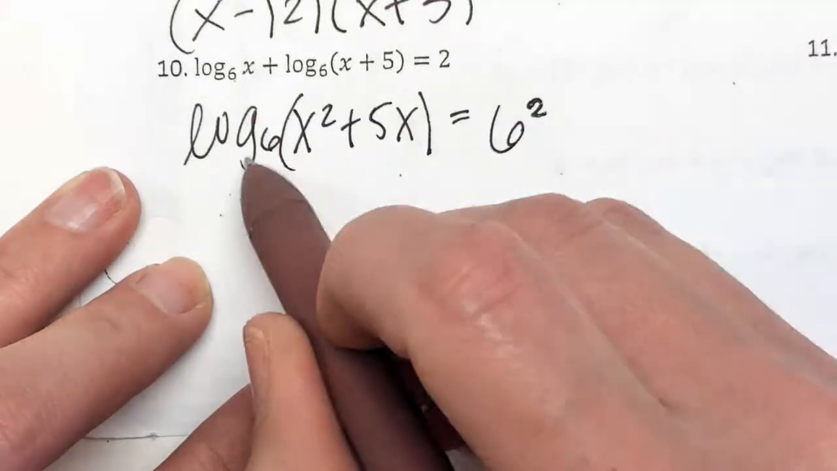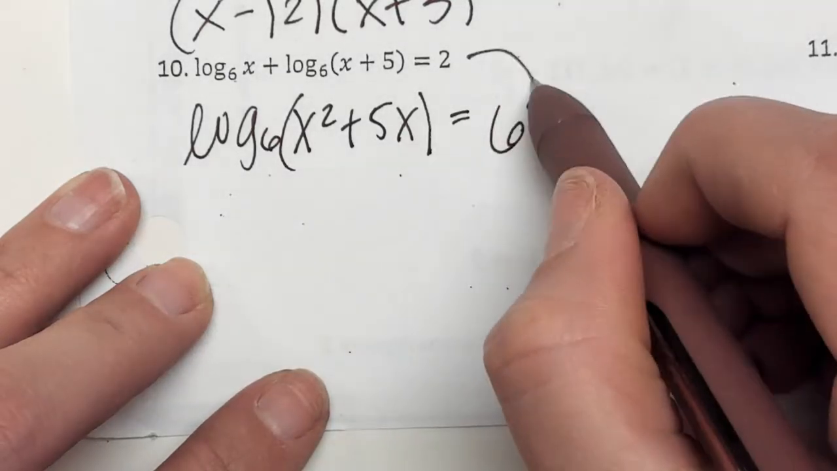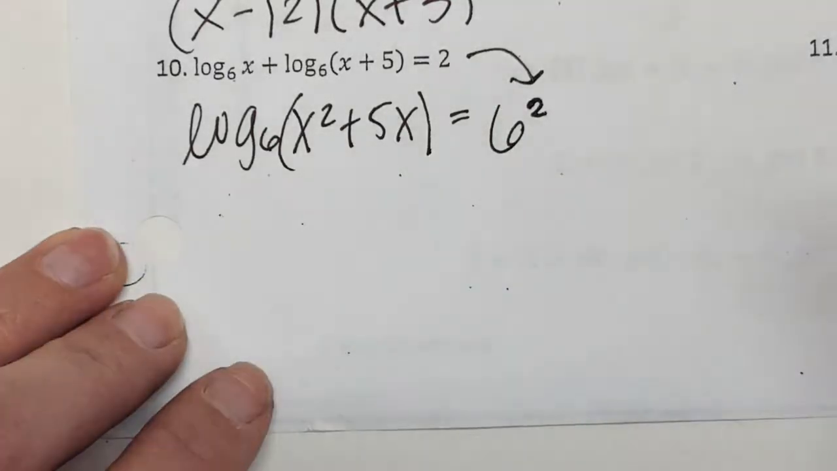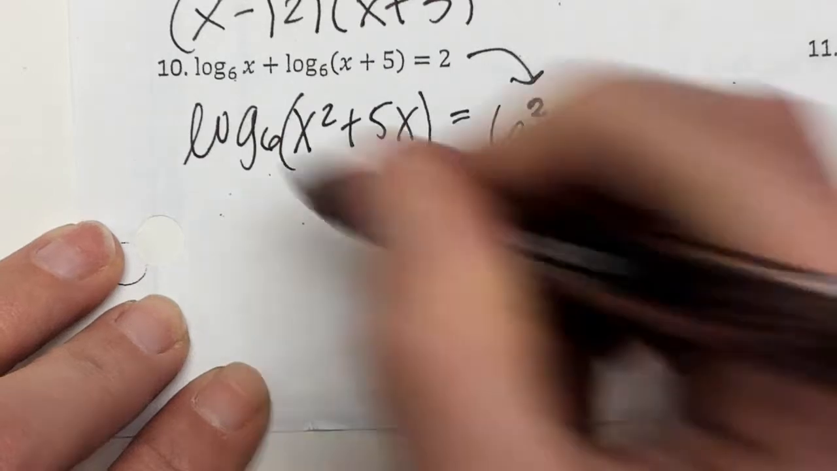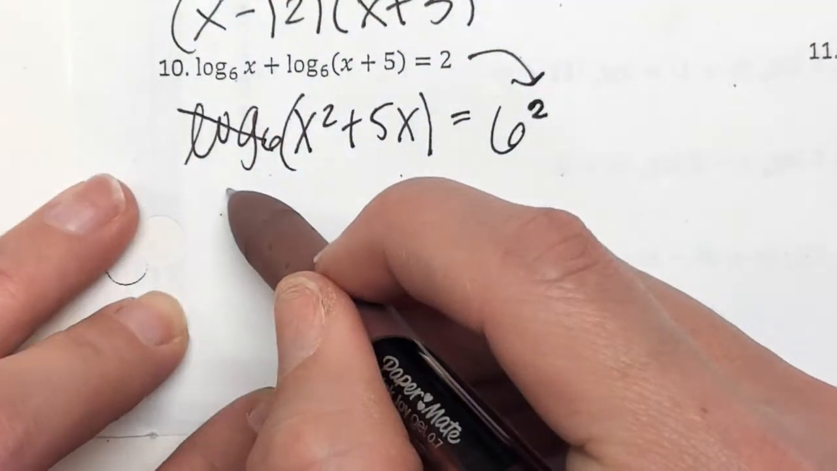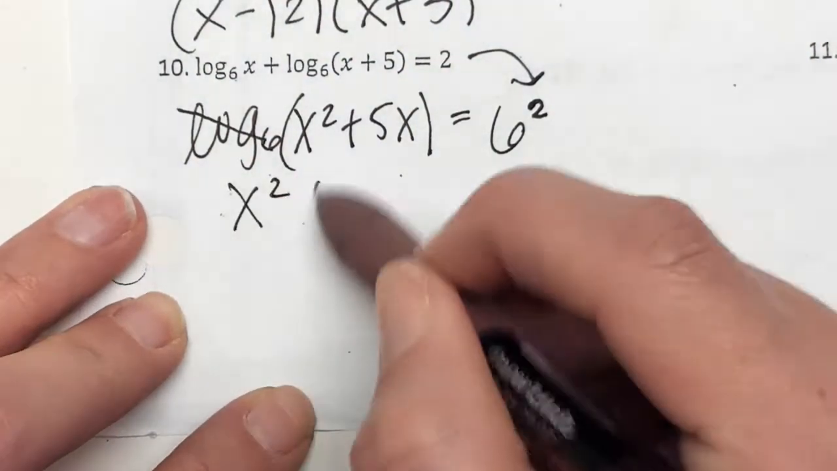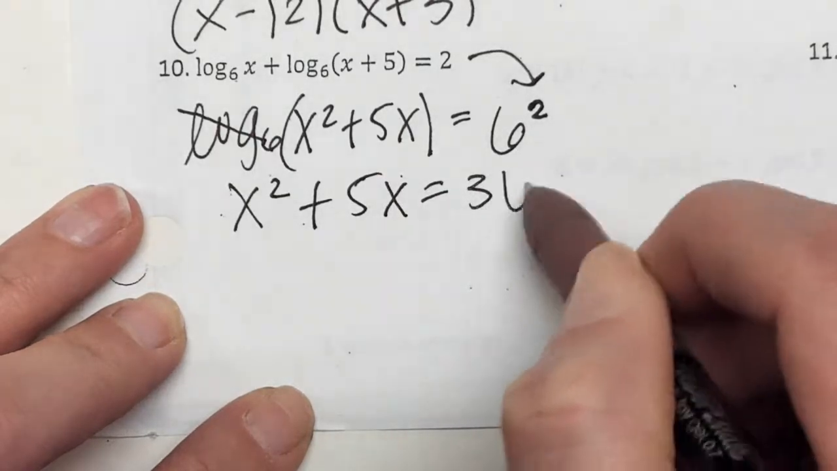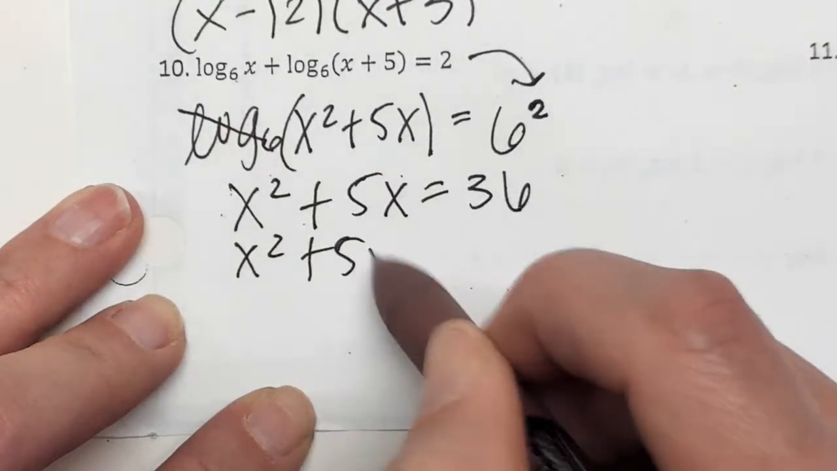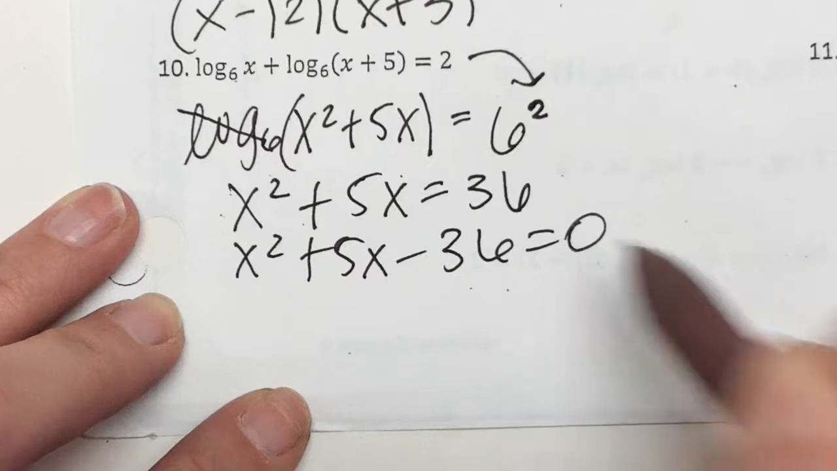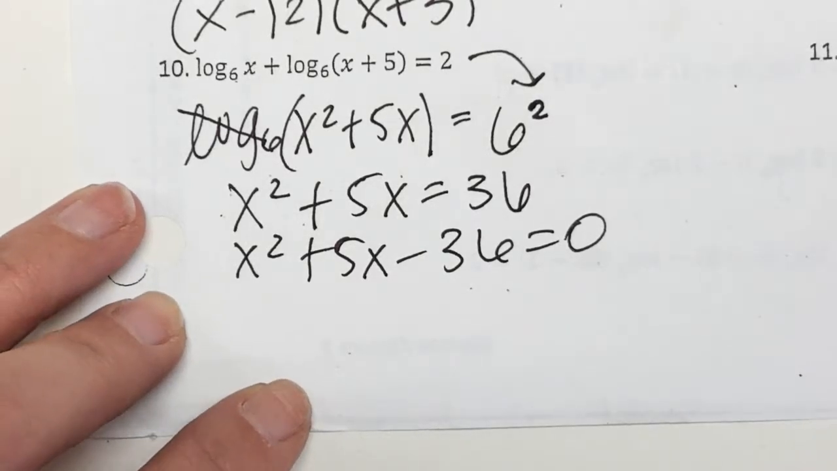Very good. We got the 6 from here, and the squared, or the 2, comes to our exponent. Tell me what happens next. Cancel the log, we'll have what? And then move the 36. Go ahead and figure out your factors and then just say them out loud whenever you have them.